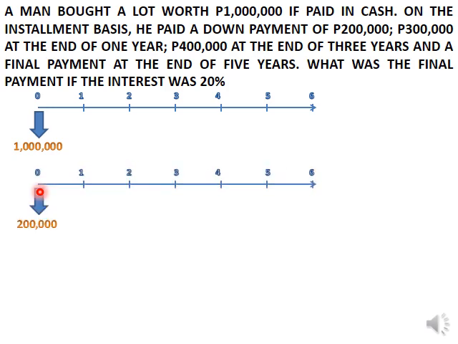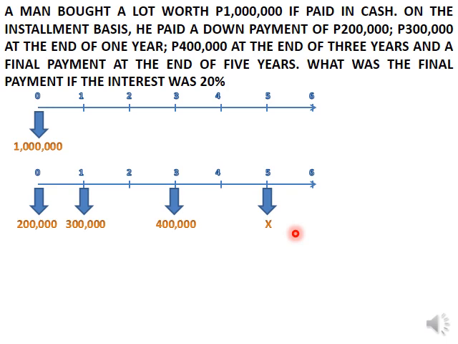You said that you're willing to pay now 200,000 pesos, which we call down payment. And then you will pay at the end of the first year another 300,000 pesos and 400,000 pesos at the end of the 3 years. And you decided to pay the final payment on the fifth year, which is the unknown here. The question is, what must be the final payment? Okay, so this is the actual amount or the cash price of the property. This is the proposal of the buyer. Now the question is, what must be the final payment?